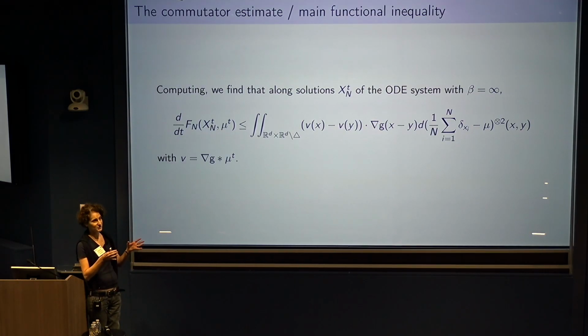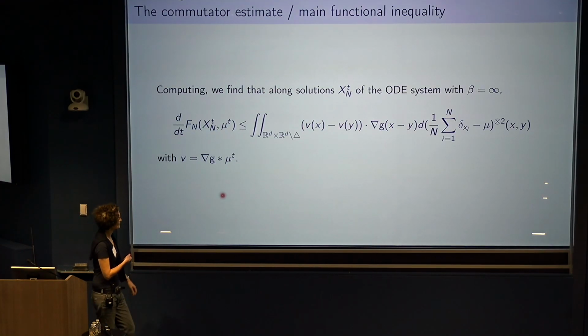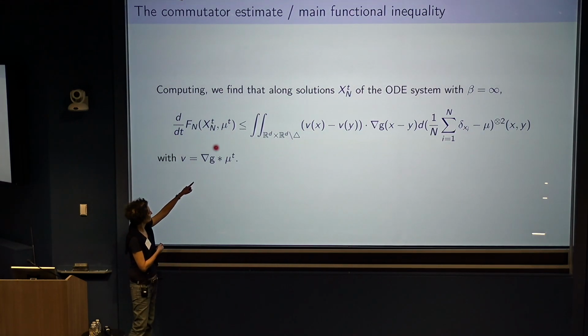You do that, you find yourself with some terms that have a sign. If you have dissipation, they're very nice, you can throw them out. If it's conservative, you will just find 0. And so after removing these good terms that have a sign, you find yourself with expressions of this form.